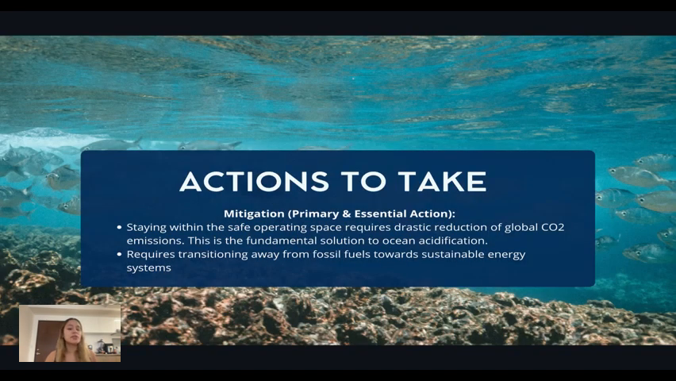Now, the actions to take. First of all, mitigation. Staying within the safe operating space requires a drastic reduction of global CO2 emissions. So, it requires us to move away from fossil fuels and transition to sustainable energy.